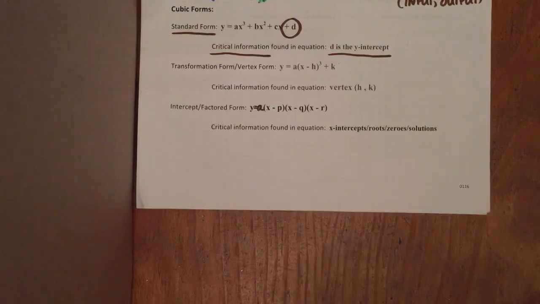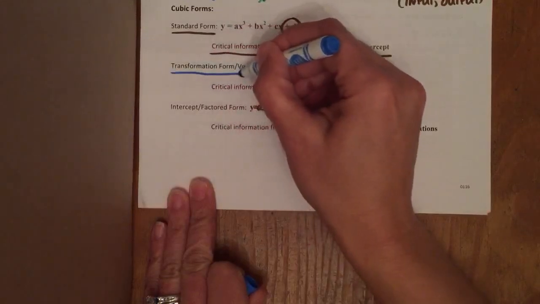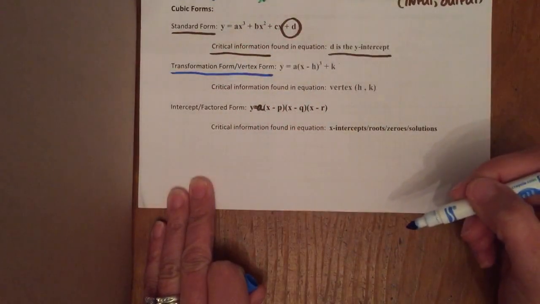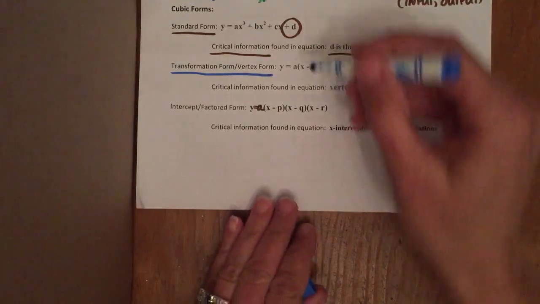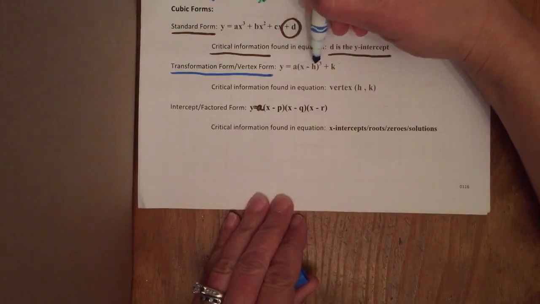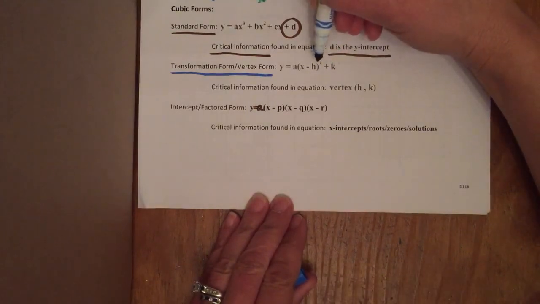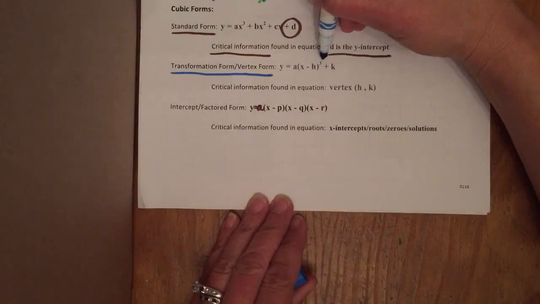So that's standard form. The second form we have is called vertex form, or more commonly, transformation form. And we call it transformation form because the format actually gives you the transformation properties of the function. So this is transformation form here: y equals a times the quantity x minus h cubed plus k. Now, if you remember, we also have a vertex or transformation form for quadratics. The only difference between the quadratic and the cubic, again, is the exponent.